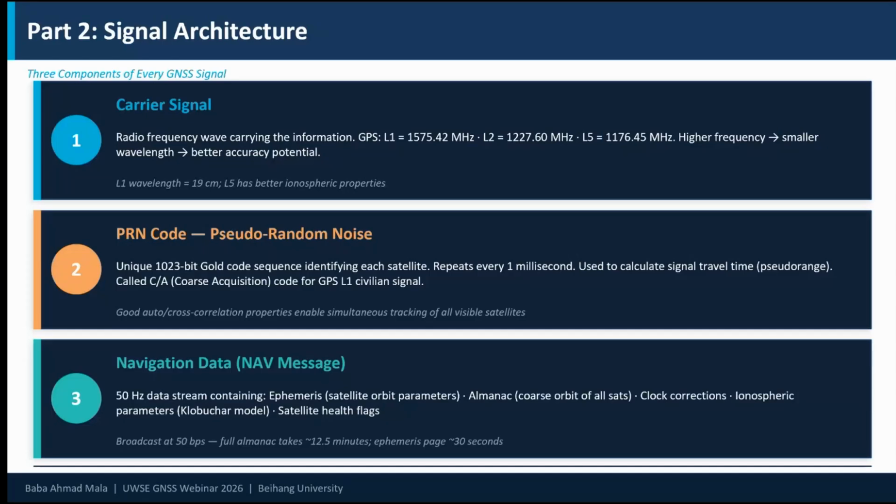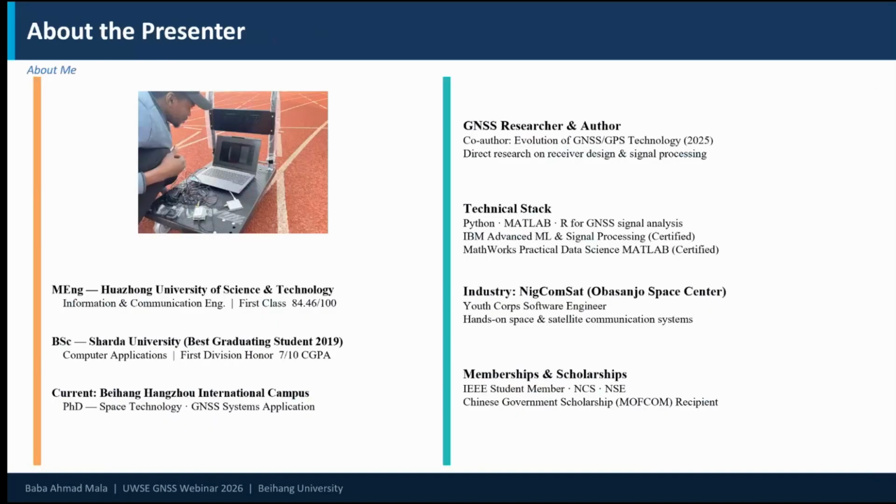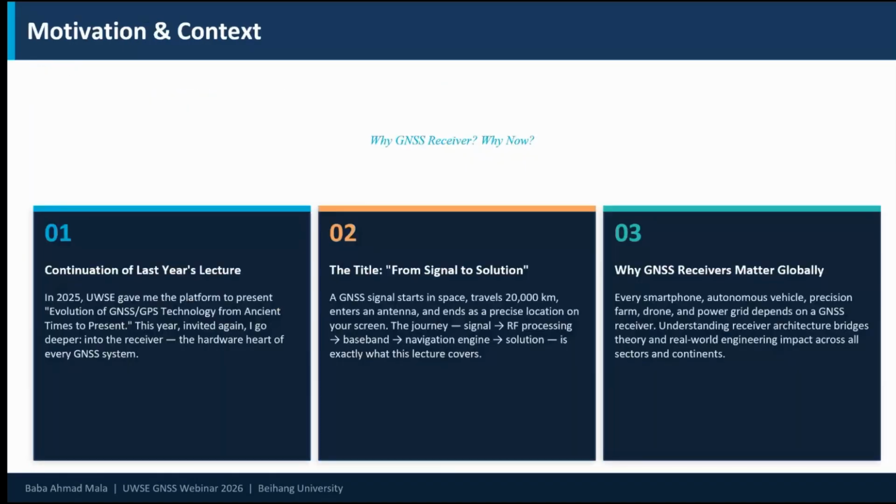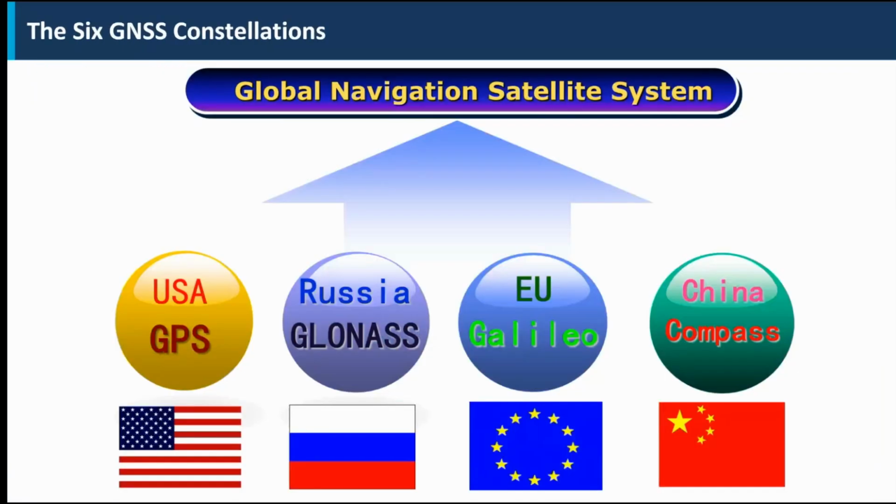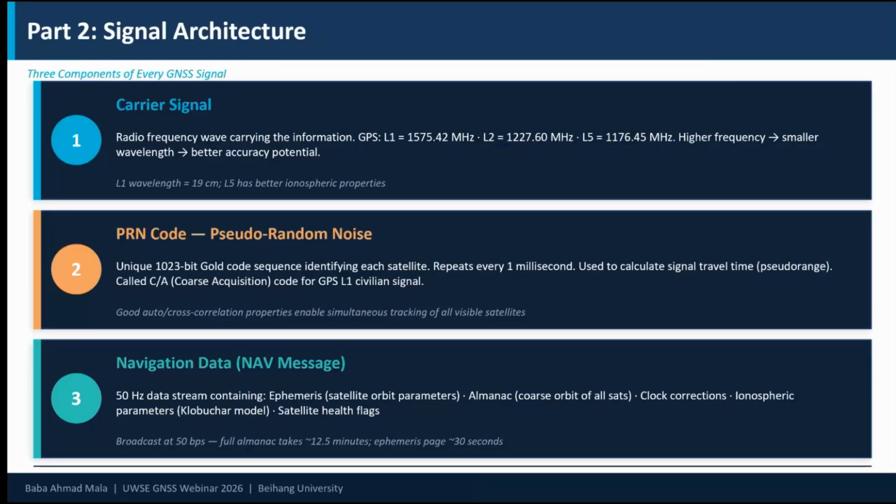Next is the navigation data. In this picture, you can see what I'm actually doing. I'm trying to get a message using my BeiDou receivers from space. So this is also the third architecture of the GNSS receiver. It helps in navigation data, that is, navigation messages.